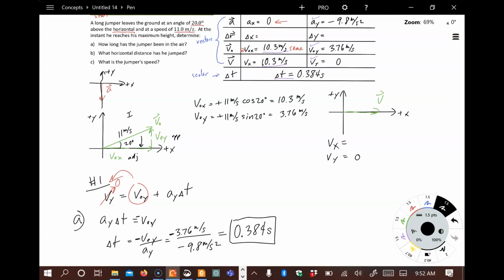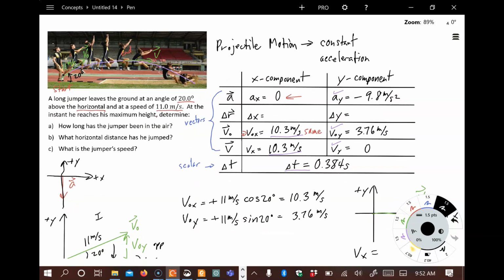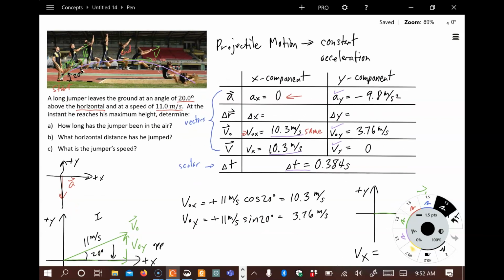0.384 seconds. Part B asks us, what horizontal distance has the jumper jumped? So keyword here, horizontal. That means left to right, and the horizontal distance is this guy right here, delta x. Vertical distance would be delta y. So we need to figure out delta x.